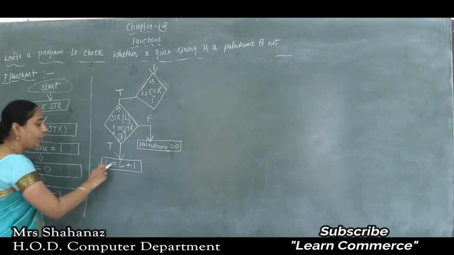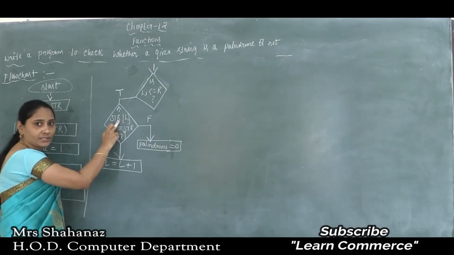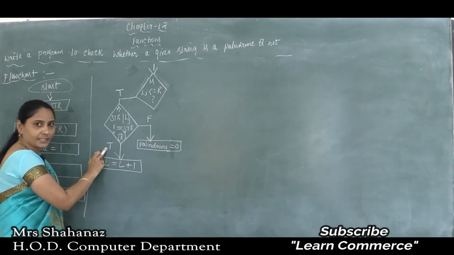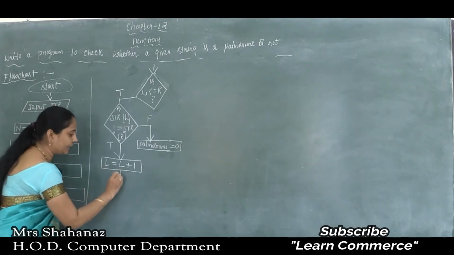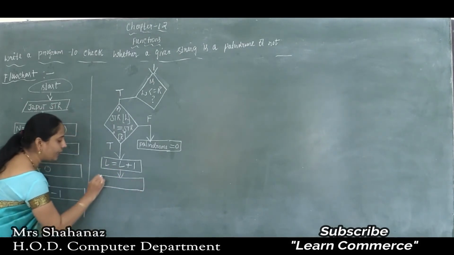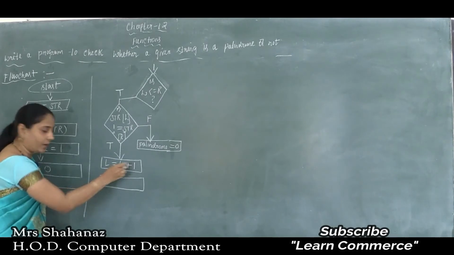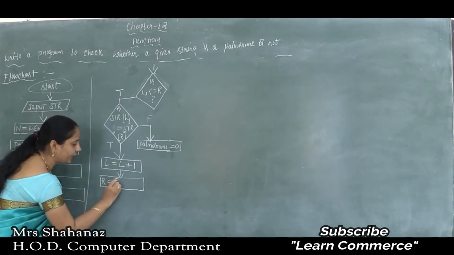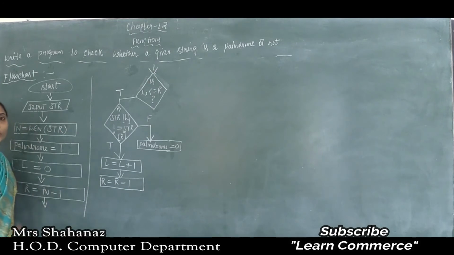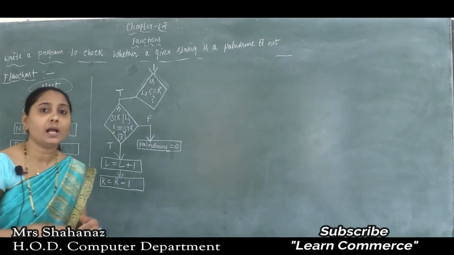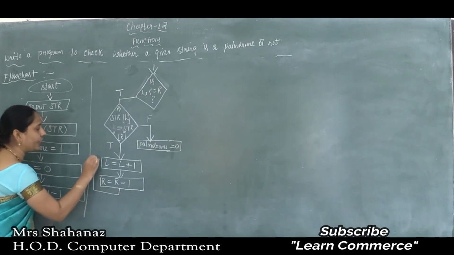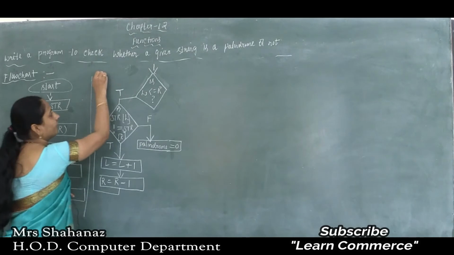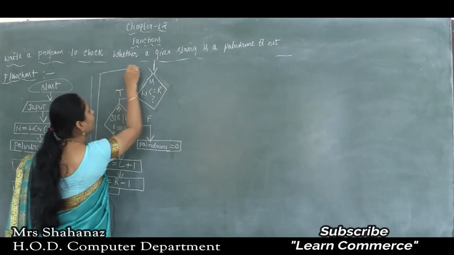So like that only, when it is true, the left value is equal to right value. If such condition is true, then L value is incremented by 1, that is L is equal to L plus 1. And later, after that, when L value is incremented by 1, R value is decremented by 1, that is R is equal to R minus 1. We need to clear these two steps here. So later it will go again and again to check whether such condition is true or not. It is going to check again and again.